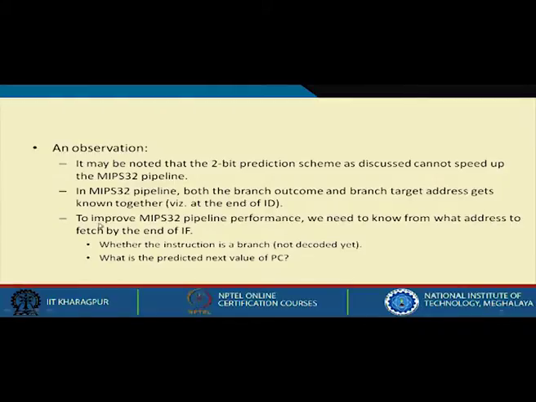So, this last statement talks about how, to improve the MIPS 32 performance, we need to know from what address to fetch by the end of IF. Whether the instruction is a branch, as I said, is not decoded yet; decoding will be done only during ID. And what is the predicted next value of PC, this also we want. Okay, we want so many things earlier, before the instruction is decoded.